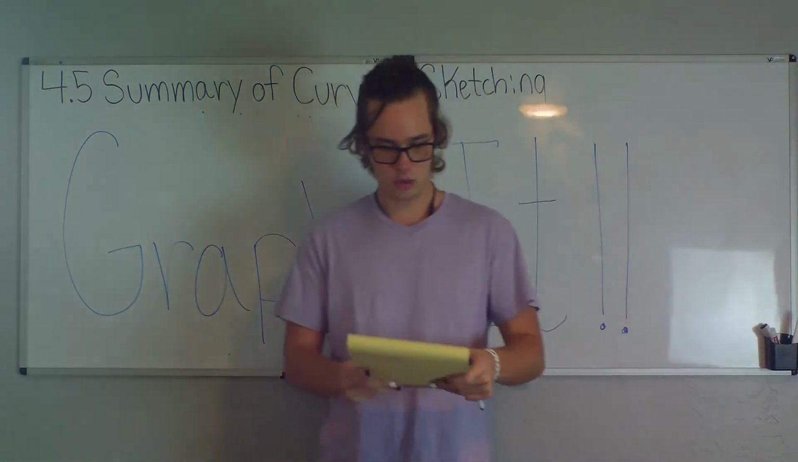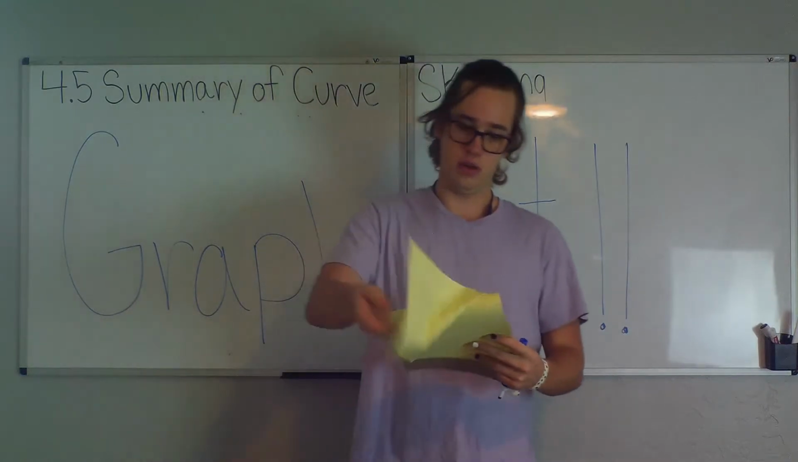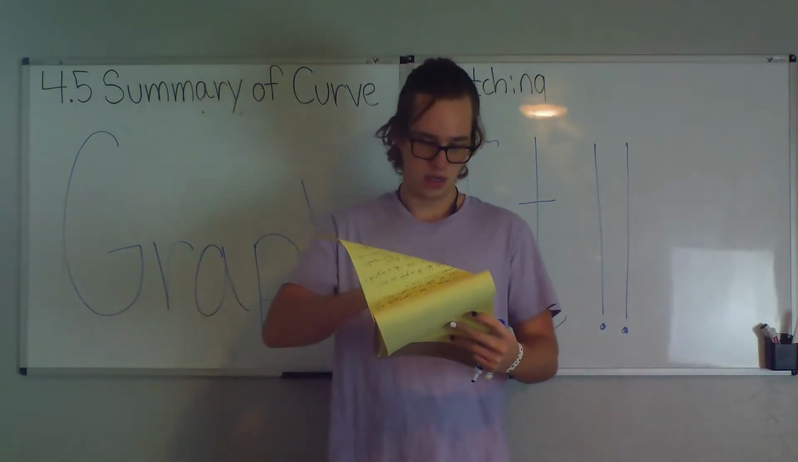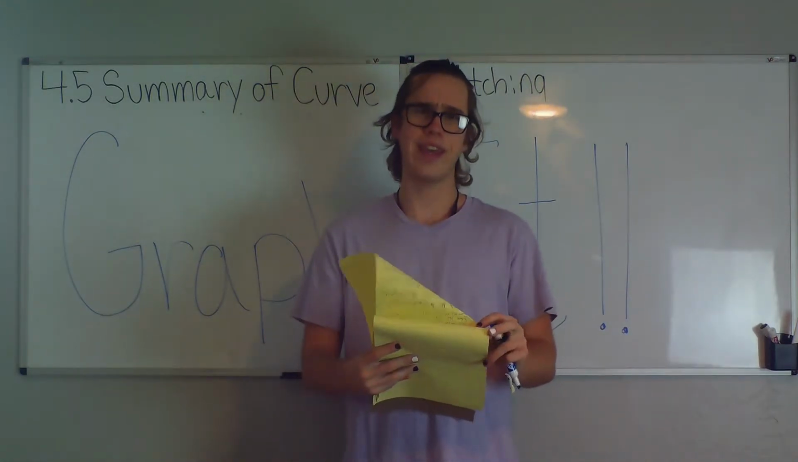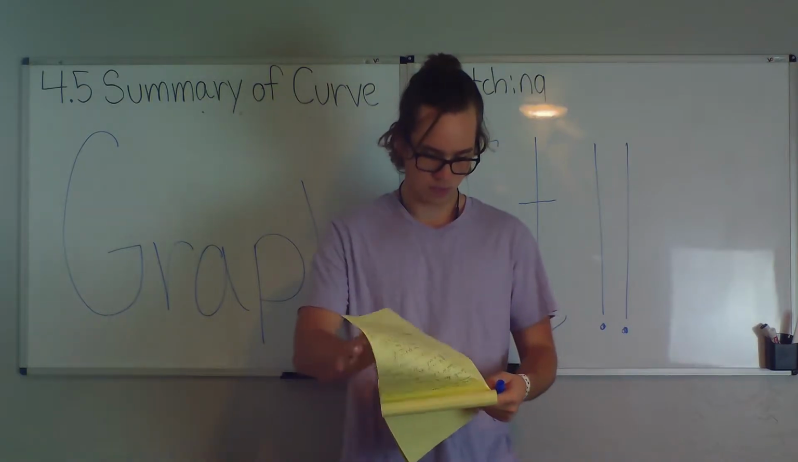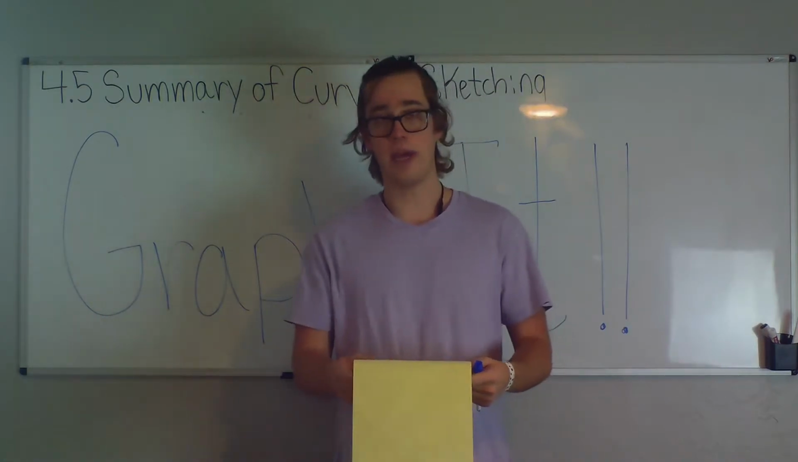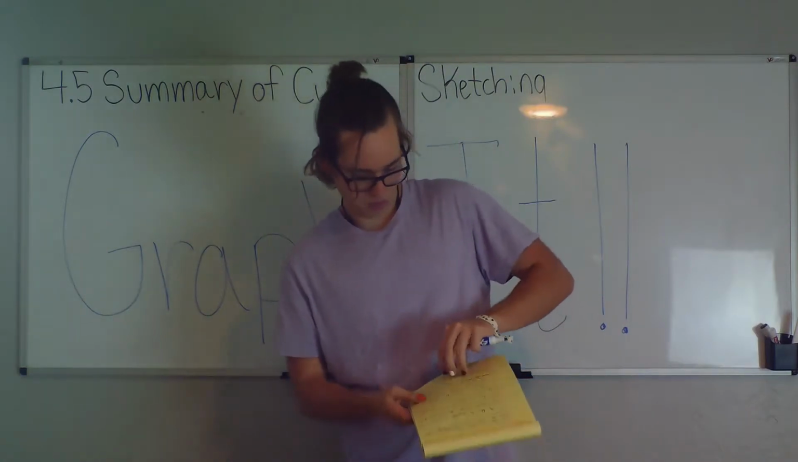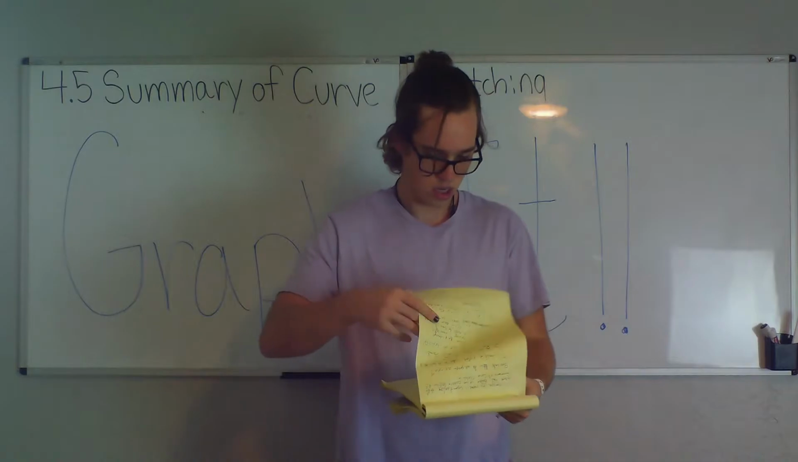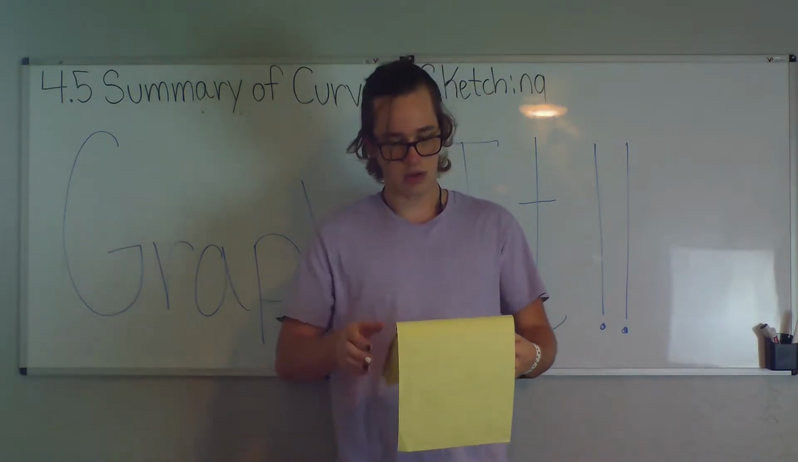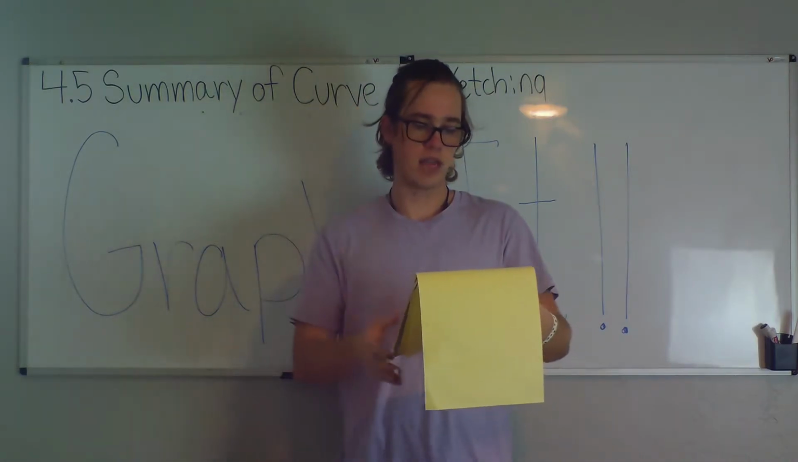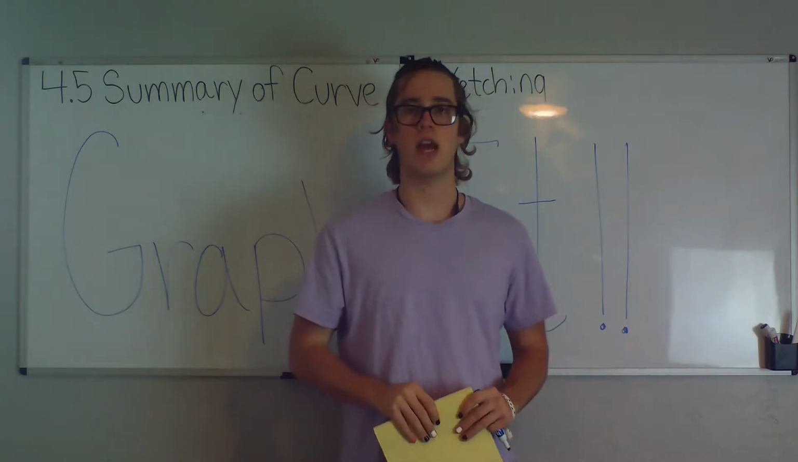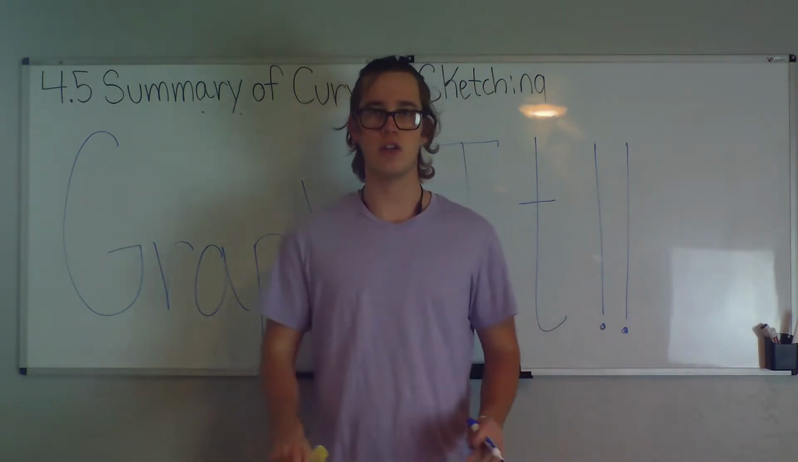We need seven things, but that's all we need to be able to graph it. We need domain, intercepts, symmetry, asymptotes, intervals of increase or decrease, local maxes and mins, and concavity and points of inflection. After that, we can completely graph our function.